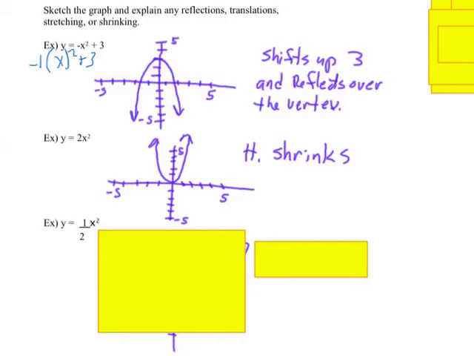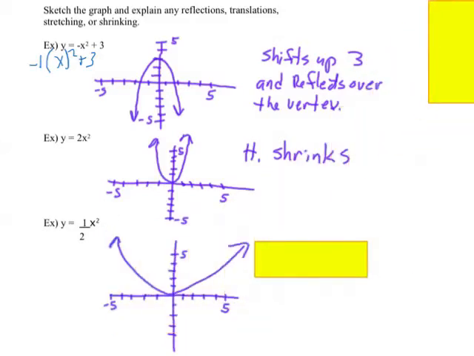All right, and in the next example, again, it's a parabola, but this time it's 1/2 in front of there, which tells us that it is going to horizontally stretch, or you could say vertically shrink. Okay, so here's what the graph is going to look like. Notice it's much wider. Okay, and of course it's going to horizontally stretch.